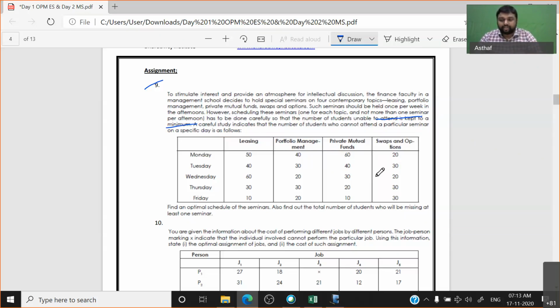What is Monday? Now the first step is to ensure whether rows and columns are equal or not. Look here, you have 5 rows but only 4 columns. So rows and columns are not equal. What do we have to do? We have to add a dummy. Where will we add the dummy? We have fewer columns, so we have to add a column.